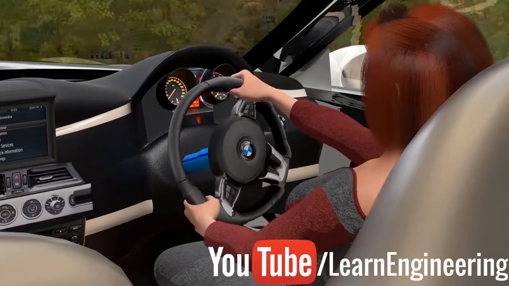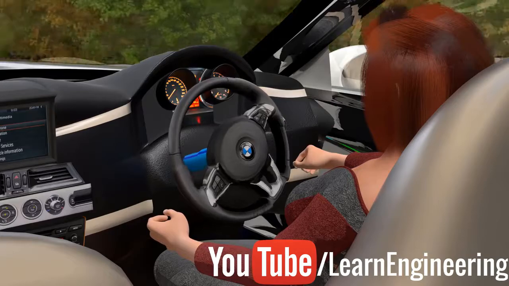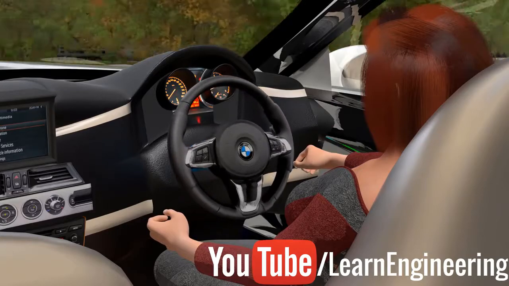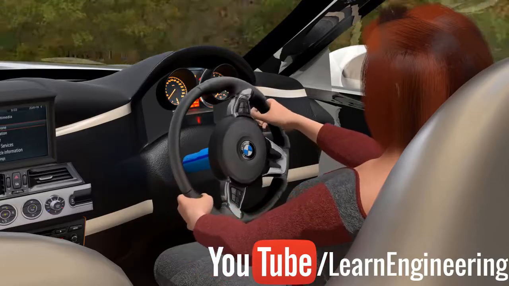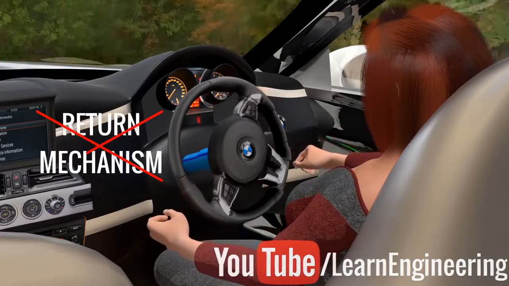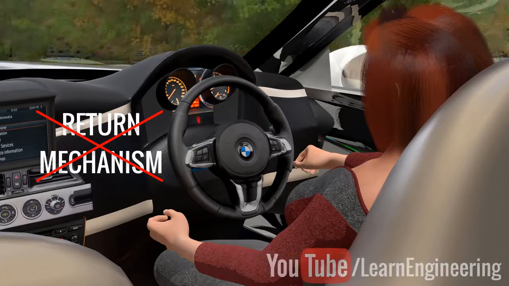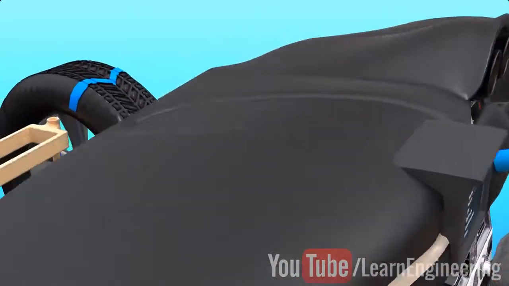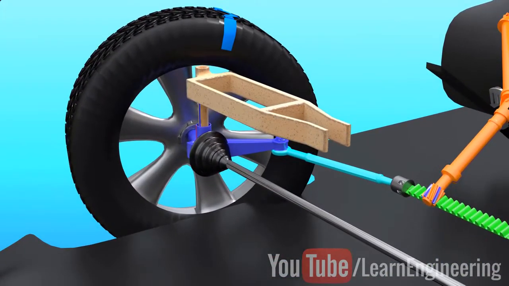You might have noticed that after making a turn, when you release the steering wheel, it will automatically return to the central position. You will be amazed to find out that this steering wheel return ability is not achieved by any complicated mechanism using springs or valves. Instead, engineers have achieved the return motion of the steering wheel solely by giving the front wheels an angle called a caster angle.